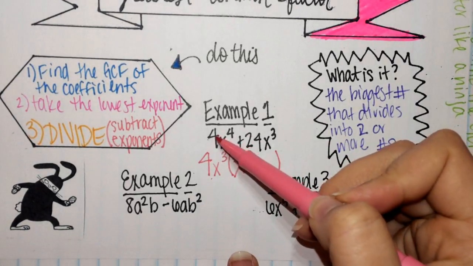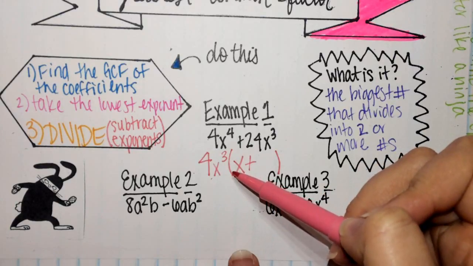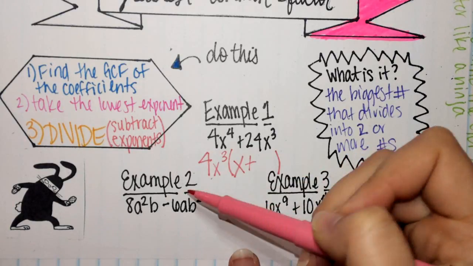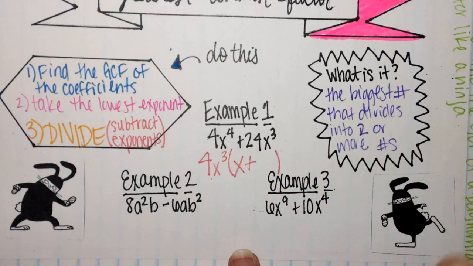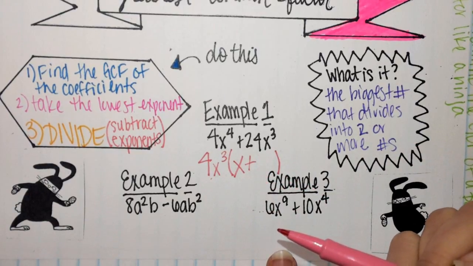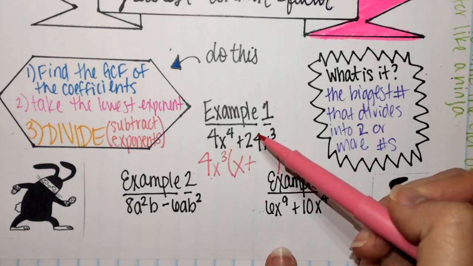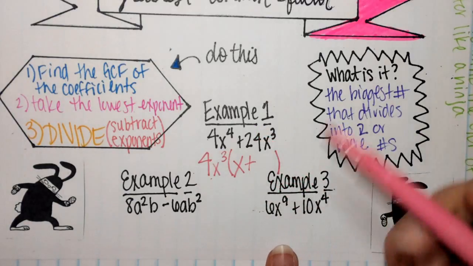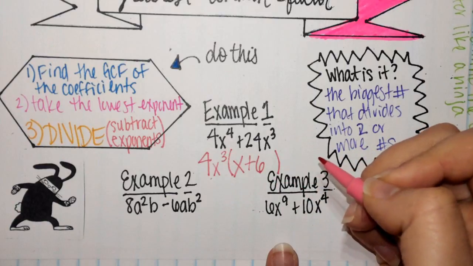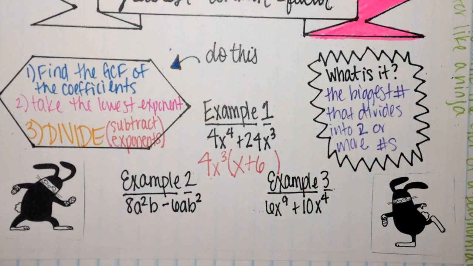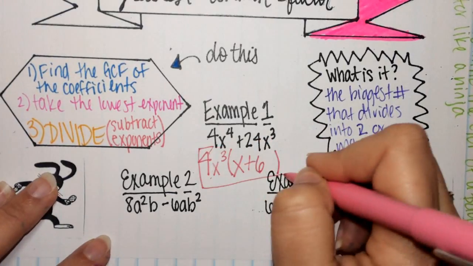So we said 4 divided by 4 is 1. We don't have to write it. Then we subtract the exponent. So 4 minus 3 is 1. We have 1x left over. Alright, now 24 divided by 4 is what? 6. And 3 minus 3 is? So we have no x left. And that's it. That's your answer.